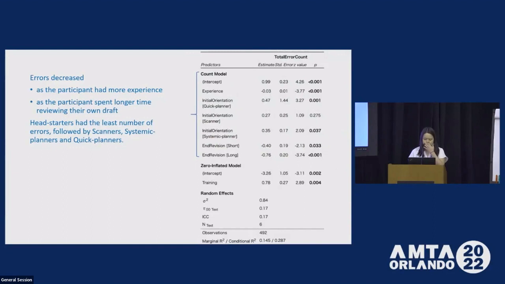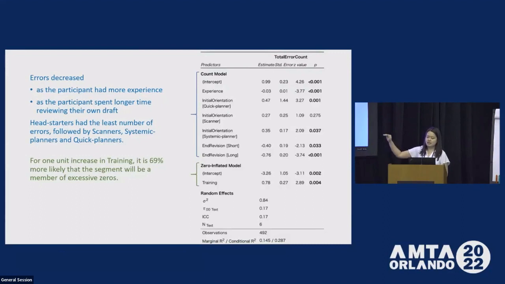For the ZI model, the result indicates that for 1 unit increase in training, it was 69% more likely that a segment would be a member of excessive zeros. Put simply, for example, a participant with 1 year of training is 69% more likely to produce 0 errors compared to a participant with no training. I also find it interesting that experience was in the count model up there, while training was in the ZI model.